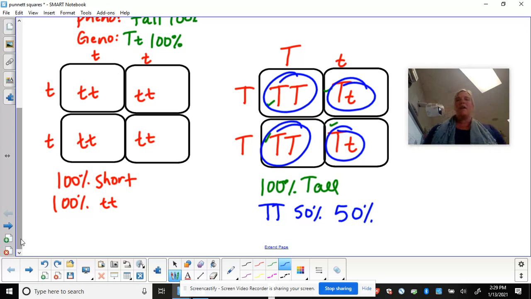So it's important to note that the percentages for genotype and the percentages for phenotype are not always the same for the outcome. So don't just assume that it's the same. You actually have to do the work. So this is just a little intro.